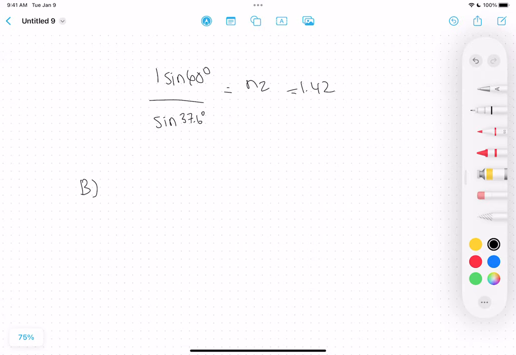And now for part B, once we have this index of refraction of the oil, they're asking us for the refracted angle in the water layer. We know the index of refraction of oil and of water, so this is just using Snell's law a second time to figure out the angle in the water. The refracted angle in the oil, 37.6 degrees, also happens to be the angle of incidence for this second scenario. So you got refracted to 37.6 degrees, but now you're also hitting the water at 37.6 degrees.